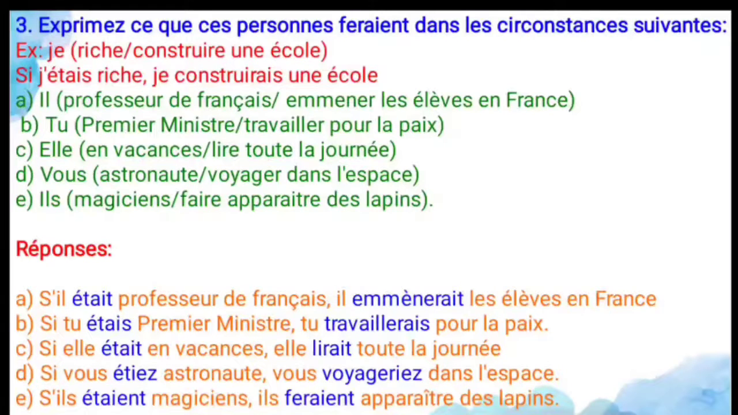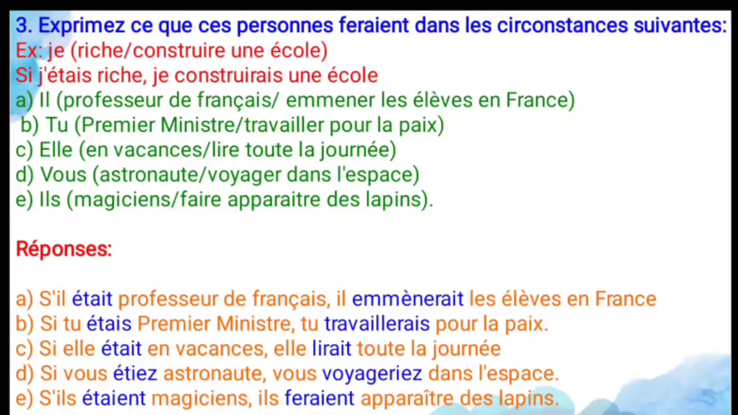And let us move to the third one. Exprimer ce que ces personnes feraient dans les circonstances suivantes. It means state what these people would do in the following circumstances. An example is je riche construire une école. So here they gave two verbs. One is riche, another one is construire. Construire means to construct.